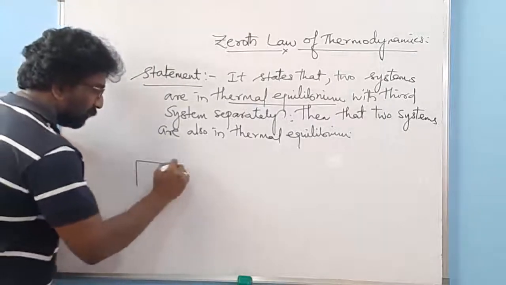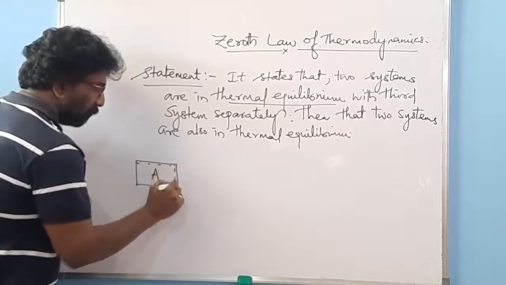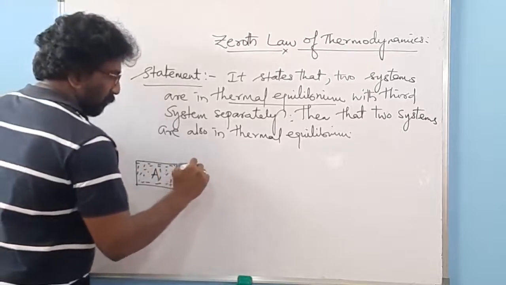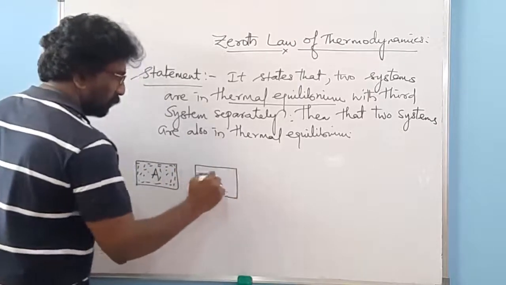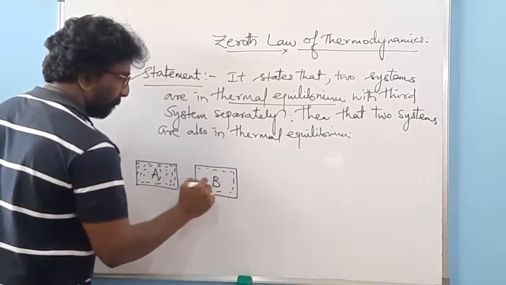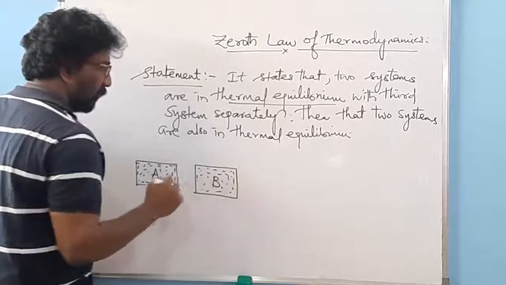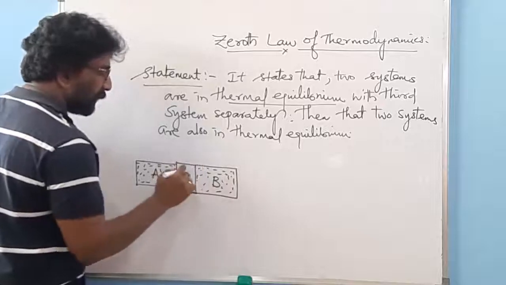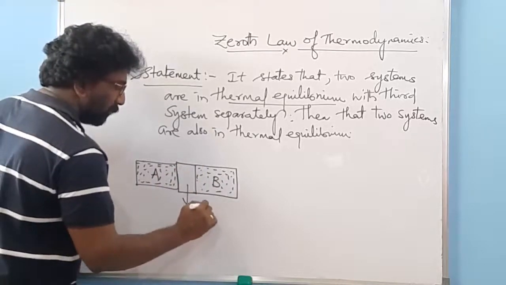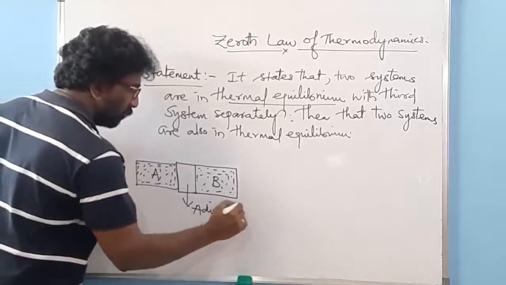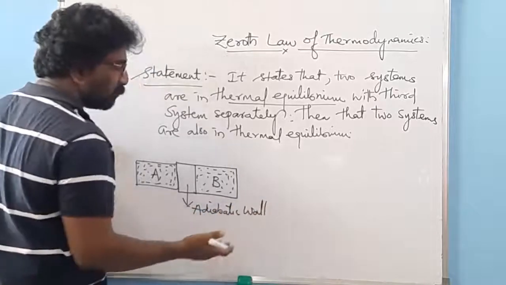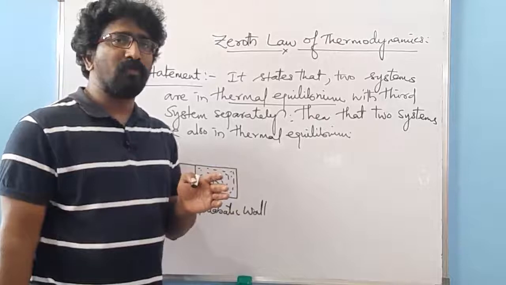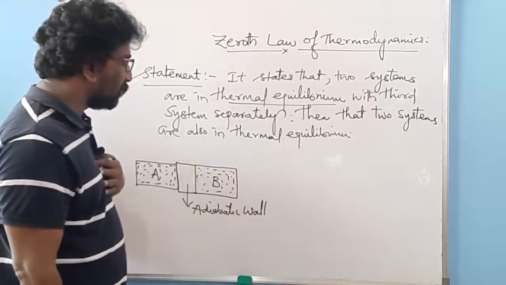Let me consider this is my system A with some matter. This is my system B with some composition of matter, and now these two systems are connected with an adiabatic wall. In between the two systems there is an adiabatic wall. Adiabatic wall is nothing else but an insulating wall which will not allow the transferring of heat energy. So it is now connected with an adiabatic wall between the two systems.